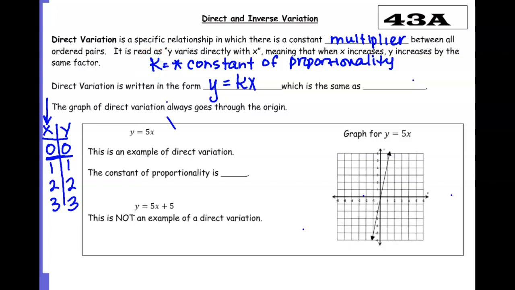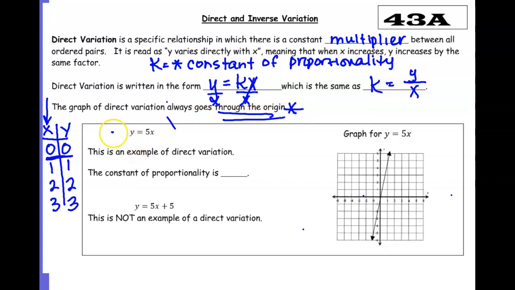So if we wrote the equation y equals kx and treated it like a literal equation, and we solved for k, we can say that k is actually equal to y divided by x. Because if you divide both sides by x to get k by itself, you would end up with k is equal to y divided by x. So the graph of a direct variation always goes through the origin. That's important. It always goes through the origin.